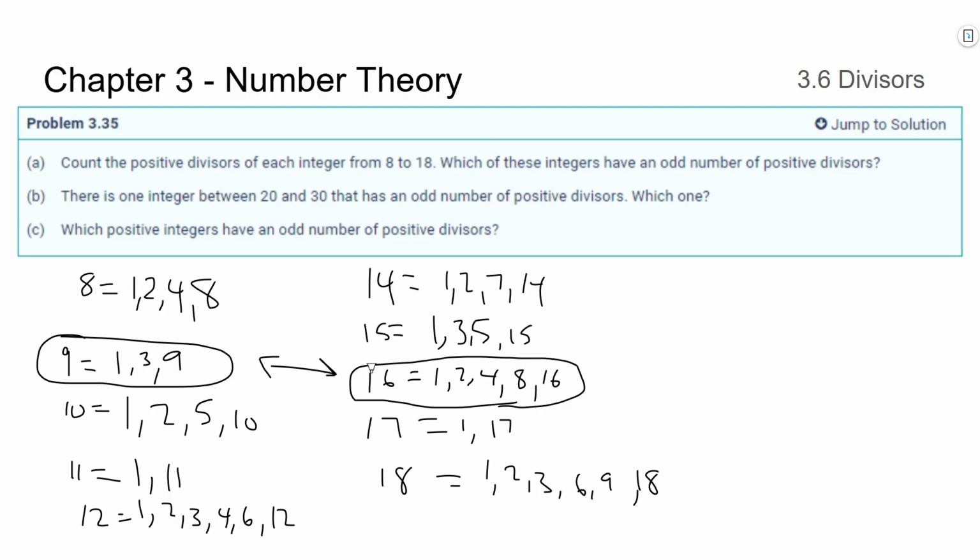And how about 16? That's also a perfect square. And we use 4 twice. We do 1 times 16, 2 times 8, 4 times 4. So we use this number twice, and it's only listed once. That's how we get an odd number. So if there's one integer between 20 and 30 that has an odd number of positive divisors, which one do you think it is? It's going to be 25.